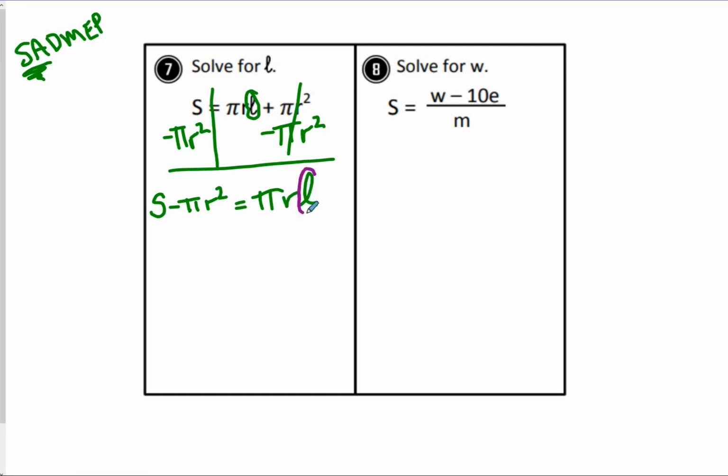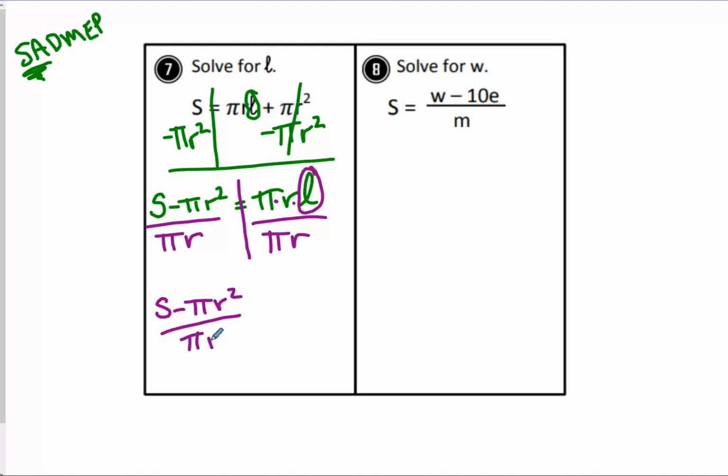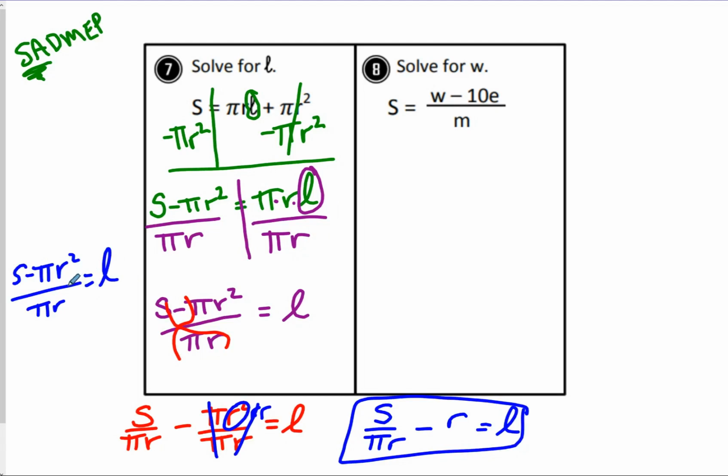Again, we want to make sure we know what variable we're solving for, which in this case is L. What is happening to L? Pi and r are multiplying. We know they're multiplying because they're touching each other with no symbol. The inverse will be division. So we end up writing our answer as s minus pi r squared divided by pi r equals the variable L. What do you think is our first step on example 8?